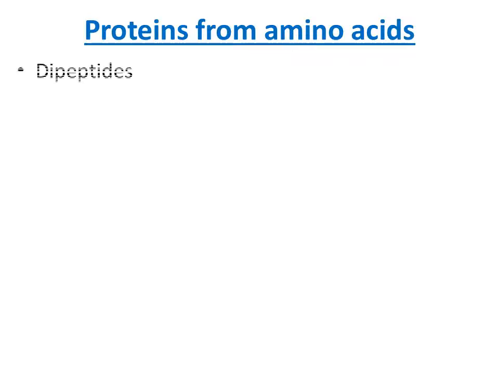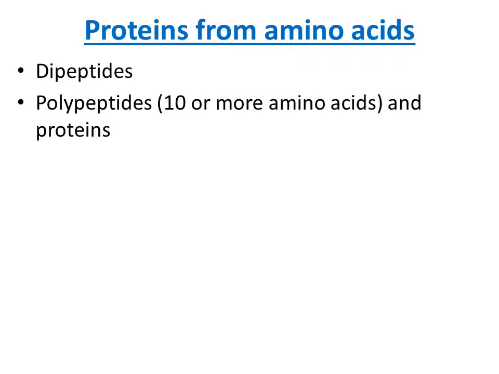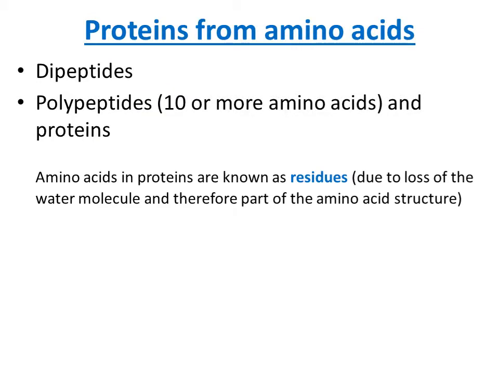Now you can create proteins from amino acids. We start off by making single amino acids into dipeptides, and then these join together to form polypeptides. Eventually, if you get to more than about 100 amino acids, they tend to be called proteins. Now, amino acids in proteins are known as residues. This comes from the R groups, and that's really because once the molecules have bonded together, the main active part of the molecule are the R groups, and therefore the most important part of the amino acid.